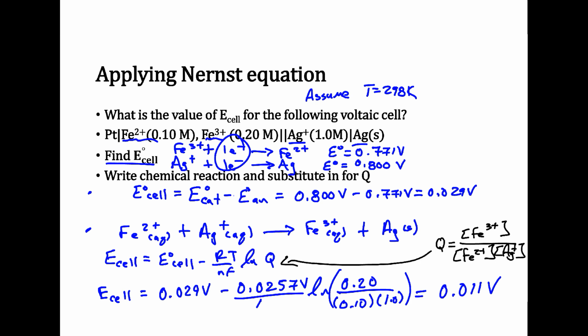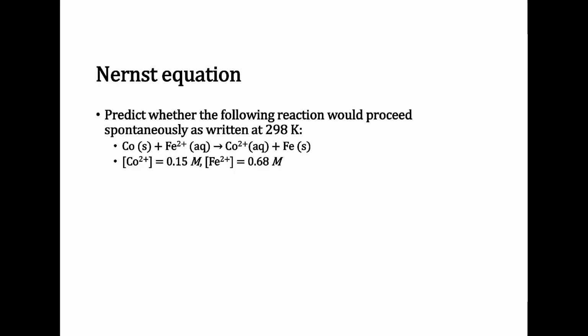Let's try another one really quick. All right, so in this reaction, I give you a balanced chemical equation. I give you the concentrations. So the first thing we want to do is find E cell. So we need to write out our half reactions.